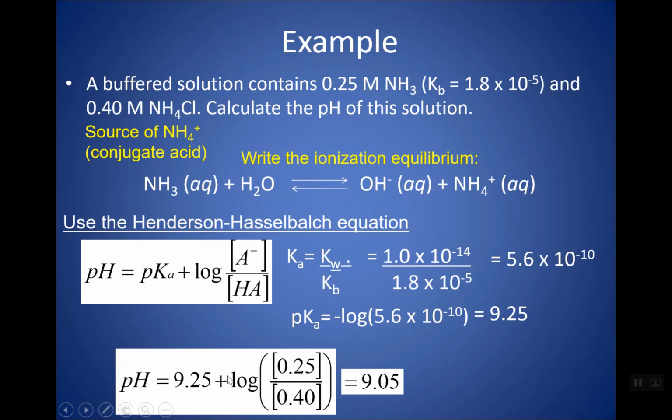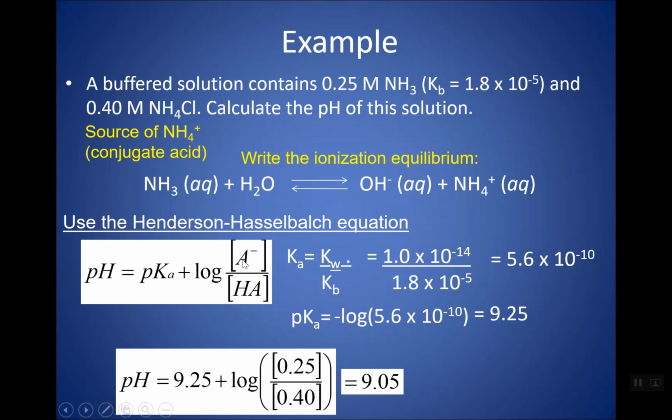Interesting. What would my pH be if I used the same concentration of acid and base? Then I would have the log of 1. Log of 1 is 0. My pH would be my pKa. We're going to start seeing how usually your pH for an optimal buffer will be pKa. And if you have to pick a system, you want to pick a system where the pKa is close to the pH that you want. We'll talk about that in one moment.